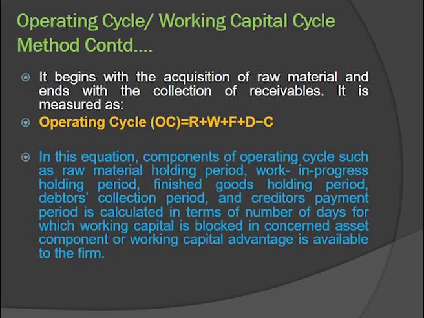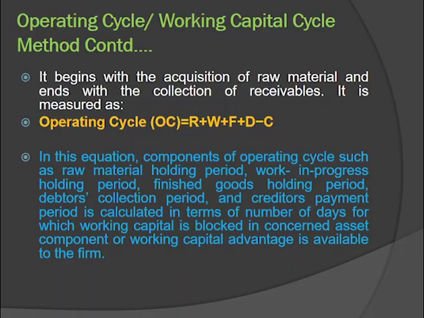As you are aware, the working capital cycle or the operating cycle begins with the acquisition of raw materials and ends with the collection of the receivables from the debtors. It is measured as you are aware, that is operating cycle, that is R plus W plus F plus D minus C. What is this R? R stands for raw materials, W stands for work in progress, F stands for finished goods, D stands for debtors, and C stands for creditors.